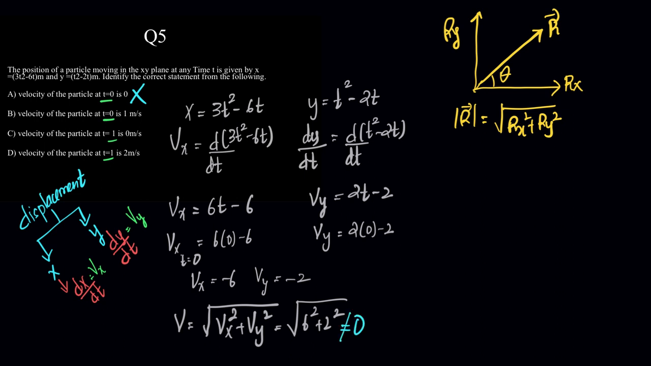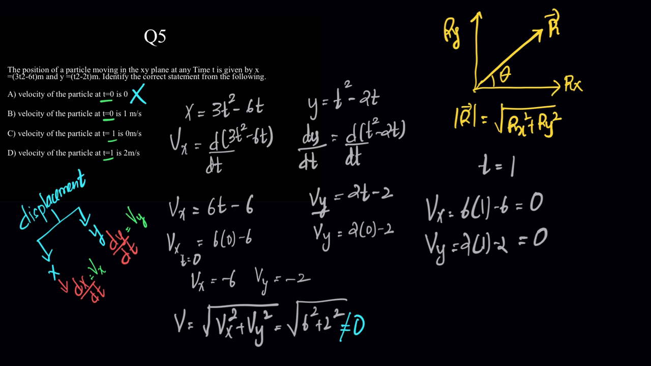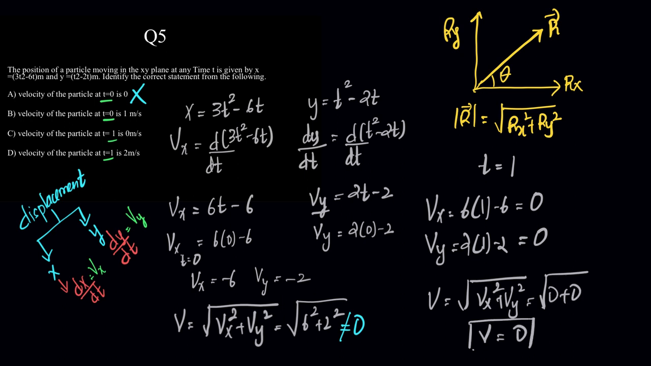Now let us see the case when t is equal to 1. So when t is equal to 1, Vx would be equal to 6 into 1 minus 6, which is equal to 0. Now Vy would be 2 into 1 minus 2, which again would be equal to 0, which means V will be equal to root of Vx square plus Vy square, which is equal to root of 0 plus 0. Therefore, V is equal to 0 at what time? At time t is equal to 1.